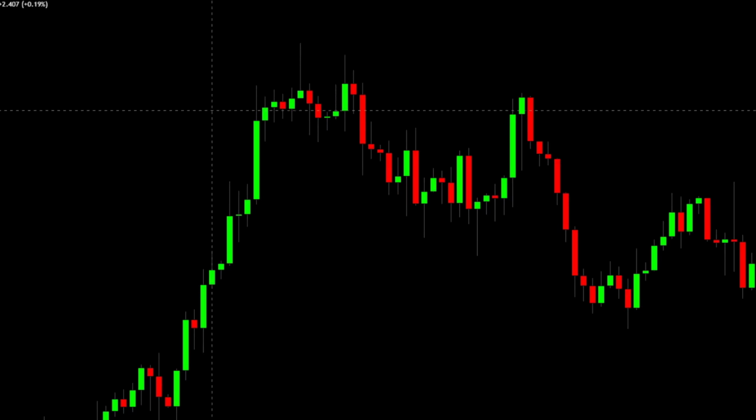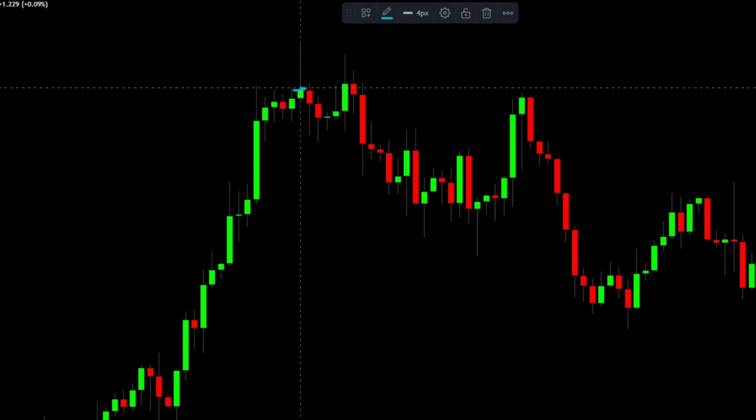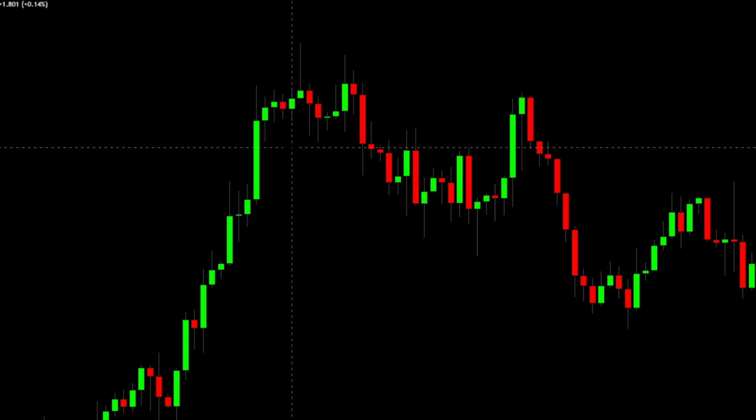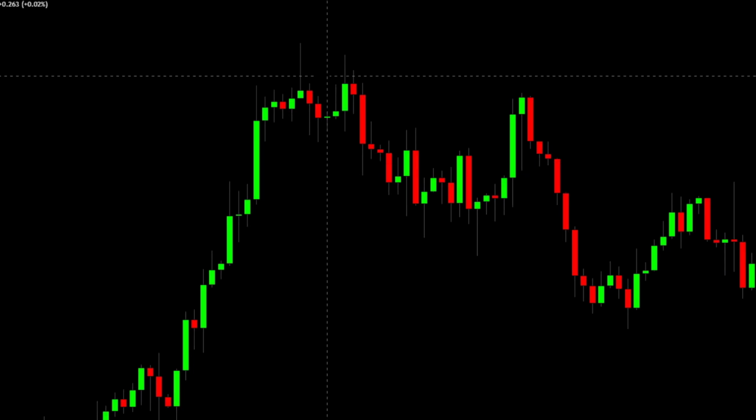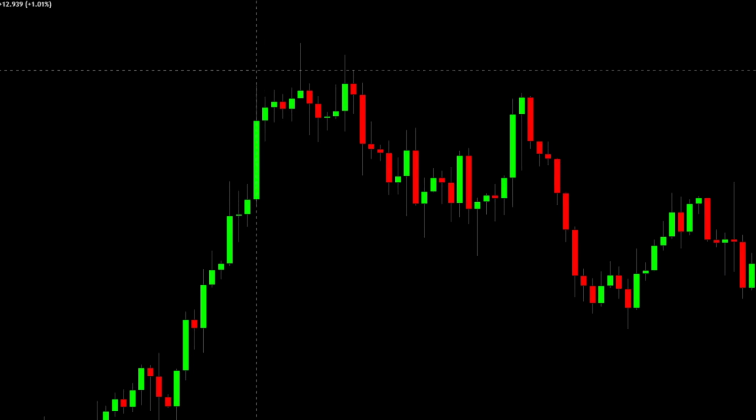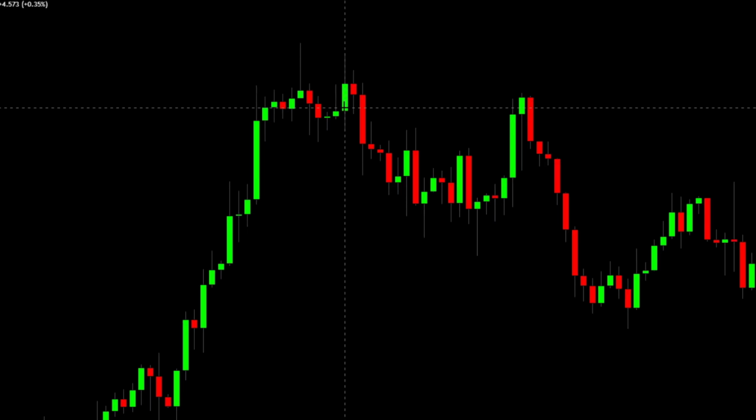So traders usually don't enter on the actual day of the shooting star. They usually wait for a new candle to close below the shooting star candle. And depending on your risk tolerance, some traders want a whole candle to close below. Some traders just want a candle close. It basically depends on your personal risk profile.